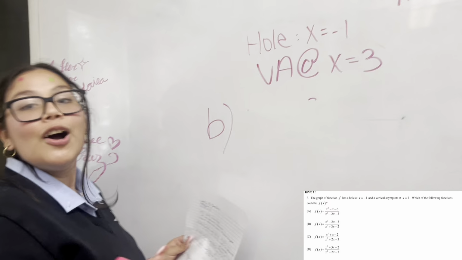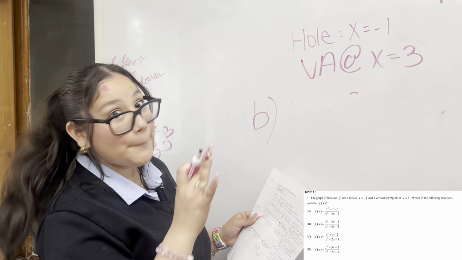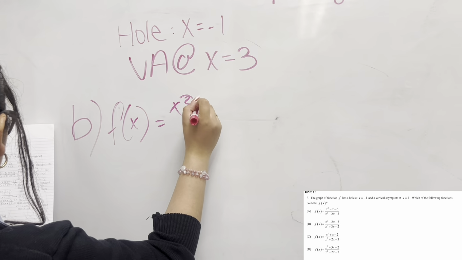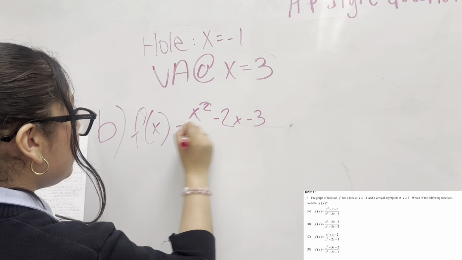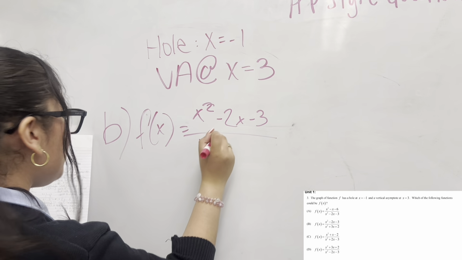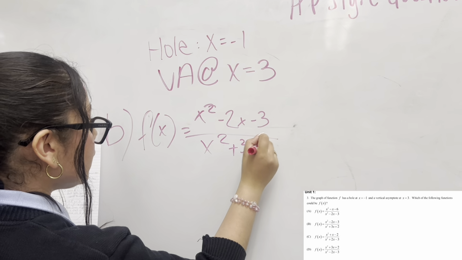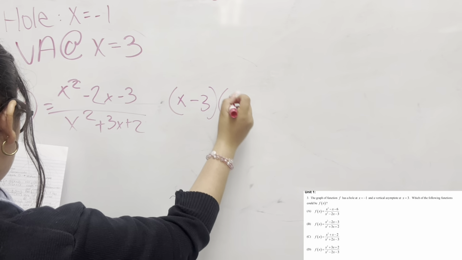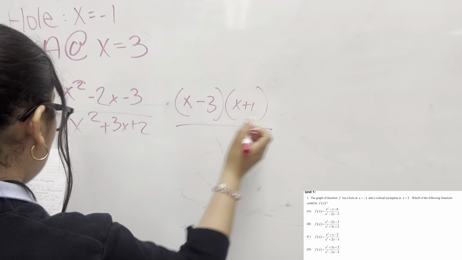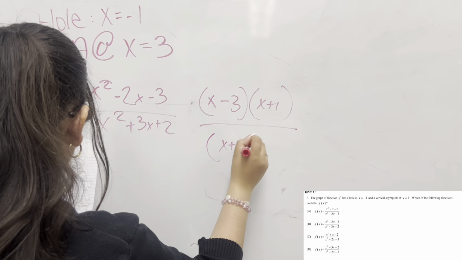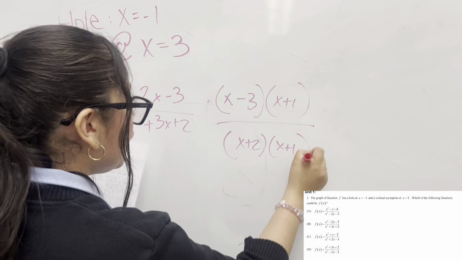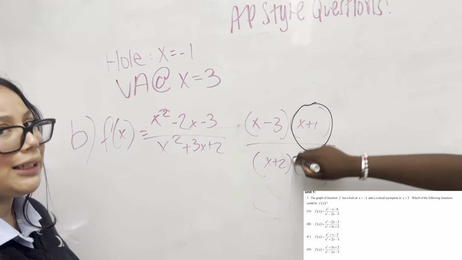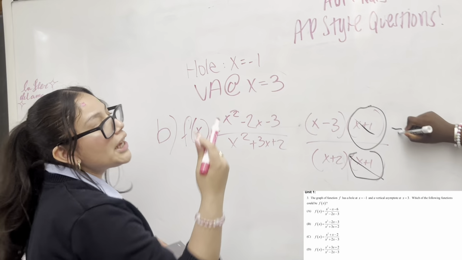Okay, now let's go on to multiple choice B. So we have f of x equals x squared minus 2x minus 3, and on the denominator, x squared plus 3x plus 2. When we factor these out, we get x minus 3 and x plus 1, and in the denominator, x plus 2 and x plus 1. So here clearly we see that we have x plus 1 in factor form in the numerator and the denominator. Okay, so it could be B.